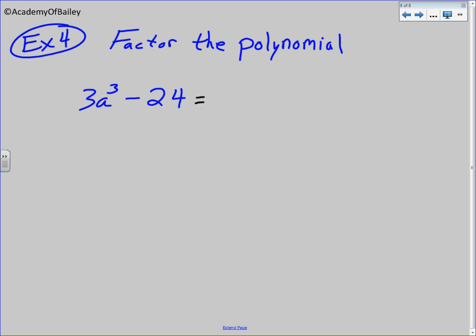Oh, if we look here, we are going to factor out a 3, because 3 goes into 3 and 3 goes into 24. So 3 goes into 3 once, leaving us with a cubed. How many times does 3 go into 24? 8 times. And I believe a cubed is a perfect cube, and 8 is also a perfect cube.